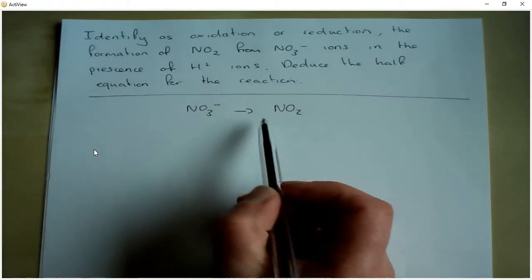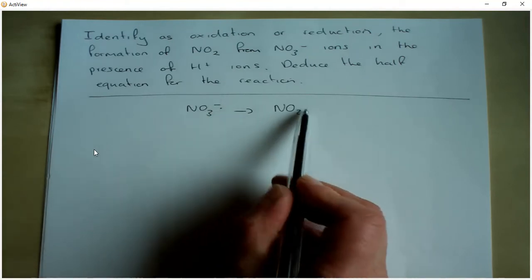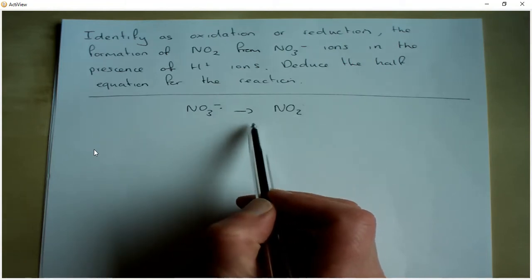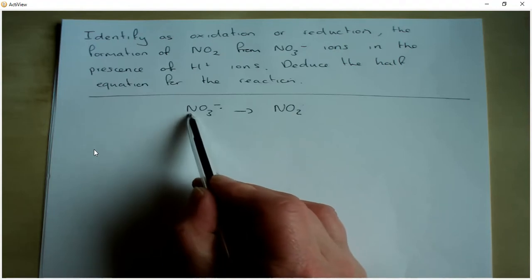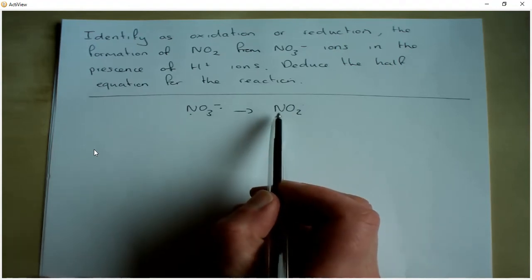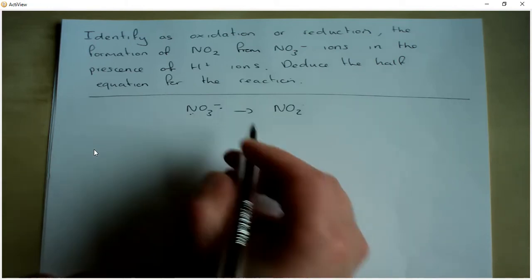Now the temptation here is to look at the charge as -1 and say the species on the right has lost an electron and is therefore oxidation. But what we need to do is look at the oxidation state here. Oxygen stayed the same oxidation state on both sides, but the nitrogen's changed. So we need to look at the oxidation state of that.